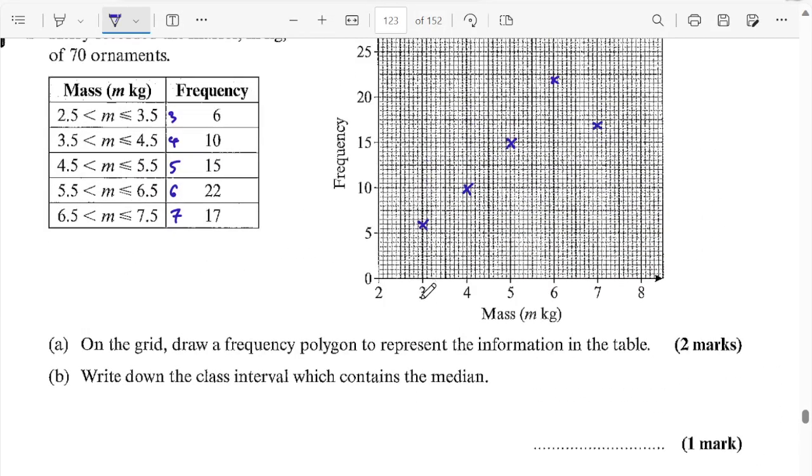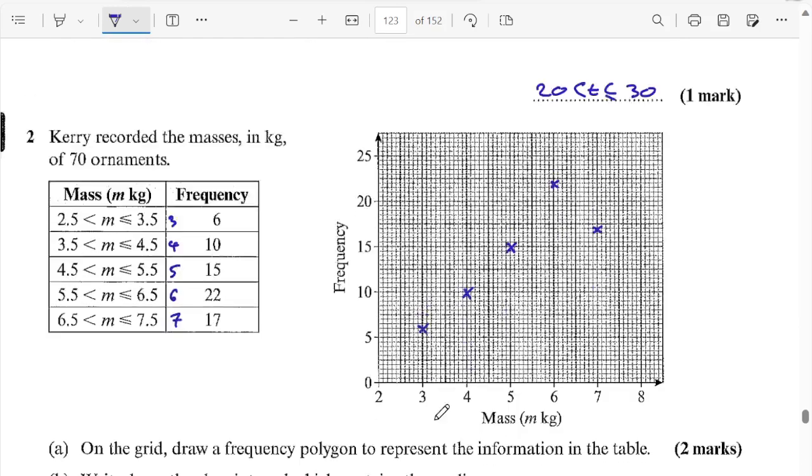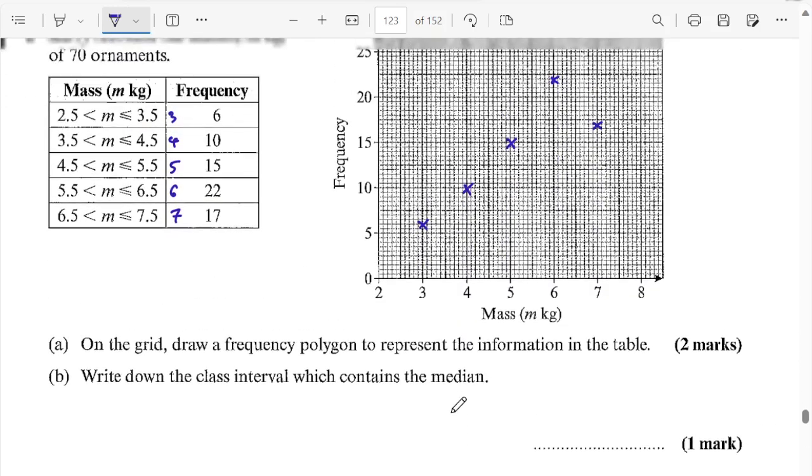Okay, and the second part, write down the class interval that contains the median. If we've got a total of 70 ornaments, then the median is technically going to be found in the position of 70 plus 1 divided by 2, which would be 35.5.